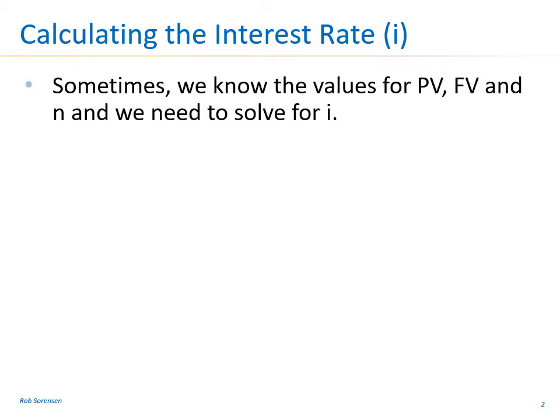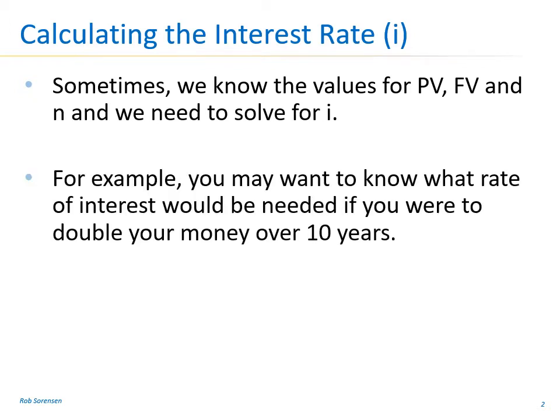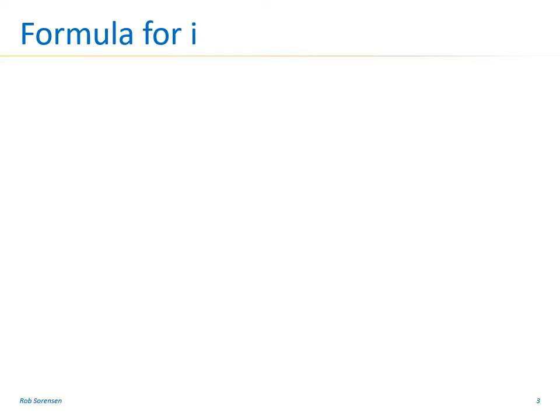So we may know the present value and the future value we want to get to. We may know how long we have. The question is, what kind of rate will it take to make all of that work out? For example, what rate of interest would it take if I wanted to double my money in 10 years, right? We'll come back and look at that one in a little while. That's a type of question we want to be able to solve. Here's how we work on it.